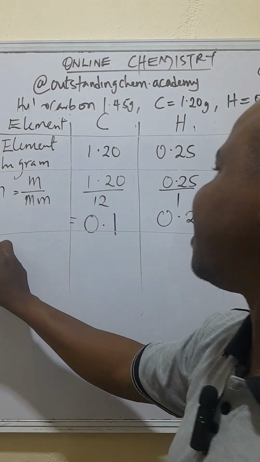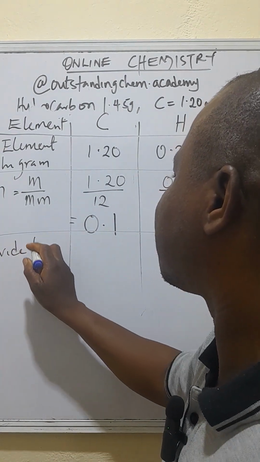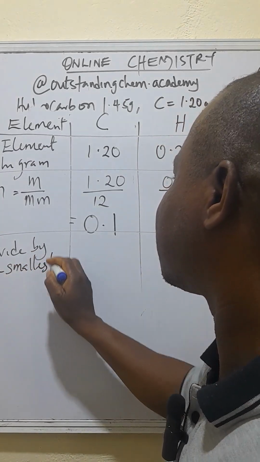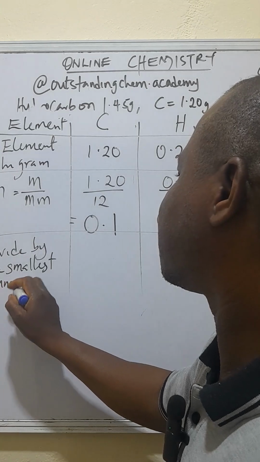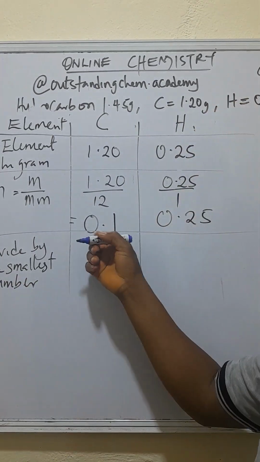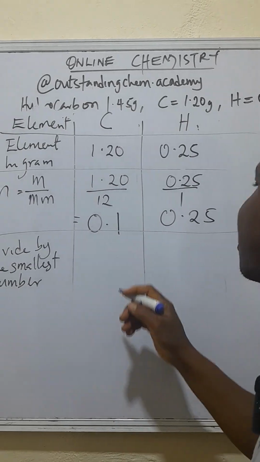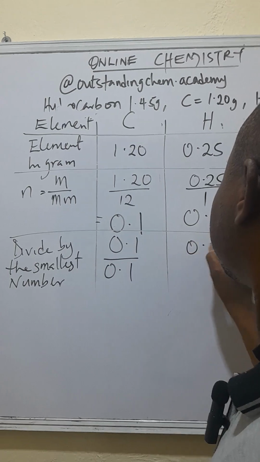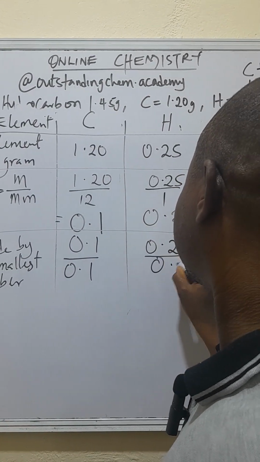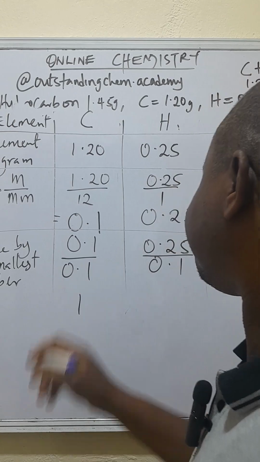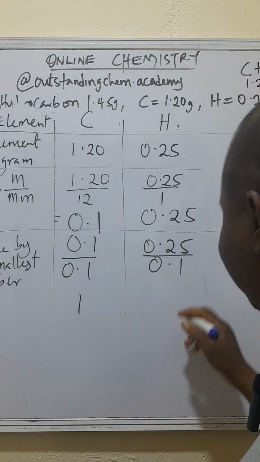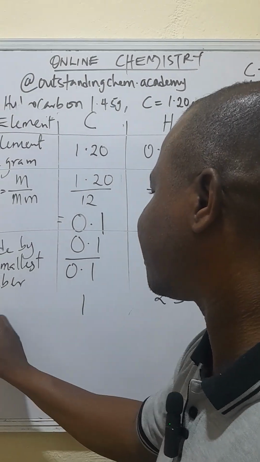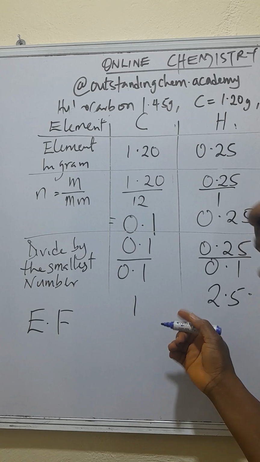What's the next thing? The next thing is divide all through by the smallest number. Divide by the smallest number. Out of 0.1 and 0.25, which is the smallest? Of course, it is 0.1. 0.1 divided by 0.1 and 0.25 divided by 0.1. When you do this, you're going to have 1 and 2.5. My empirical formula now is 1 and 2.5.